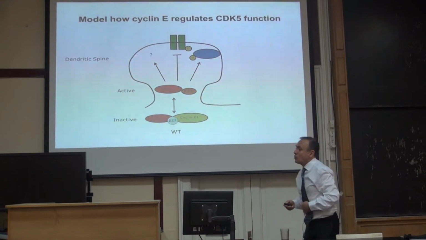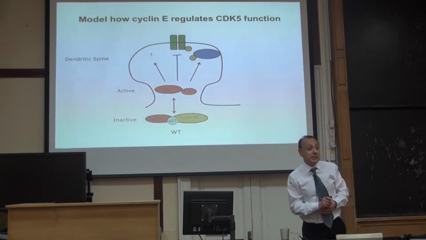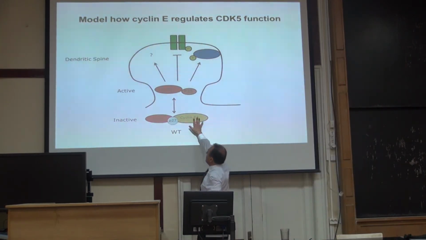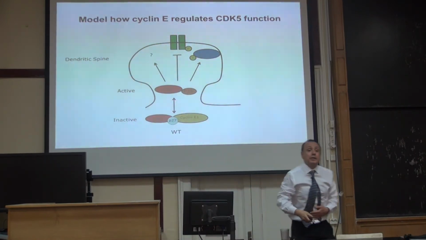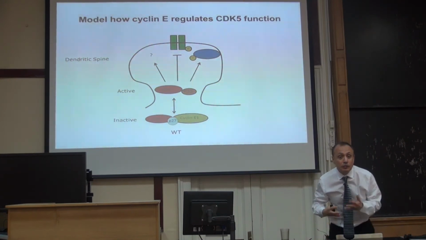So we felt that the most stringent way of testing this model would be to do as follows. We knock out cyclin E, and then if CDK5 is hyperactivated, what do you think is going to happen to the substrate of CDK5? To the phosphorylation status?